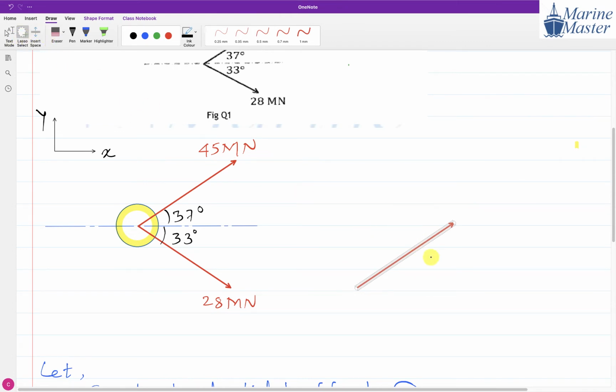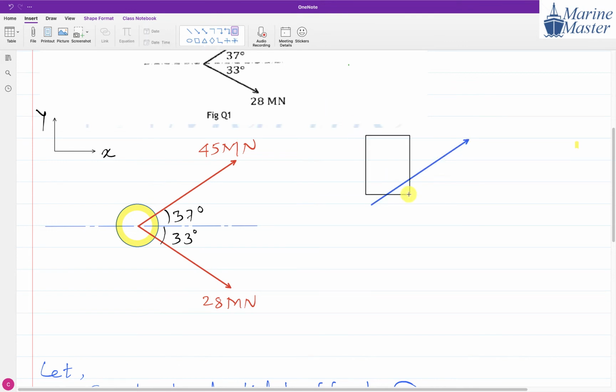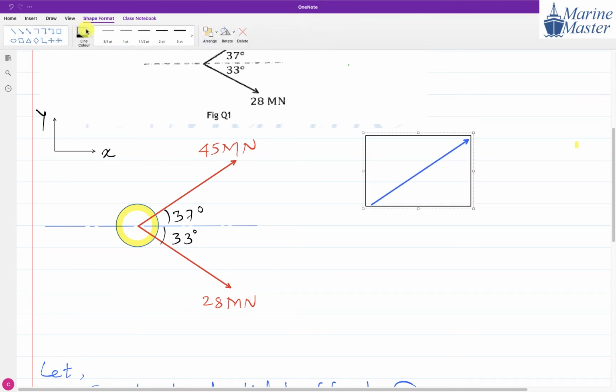We are going to form a rectangle. How are we going to take a component? We are going to form a rectangle. And how are we going to form a rectangle? Try to see the scenario here. In this way, we will form a rectangle like this. Observe the same scenario.